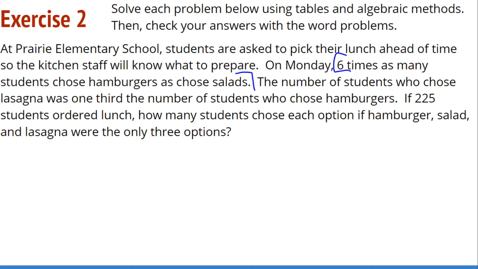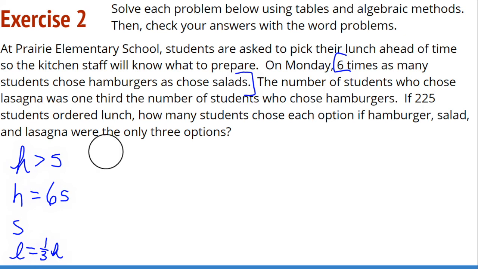All right, I just heard a comparison here. Hamburgers and salads. 6 times as many chose, so my hamburgers are going to be greater than my number of salads. Matter of fact, it's going to be 6 times as much. So I've got hamburgers, I've got salads. The hamburgers are 6 times the salads. Okay. The number of students who chose lasagna is 1/3 of those who chose hamburgers. So lasagna is 1/3 of the hamburgers. Now it says here that there are a total of 225 students.